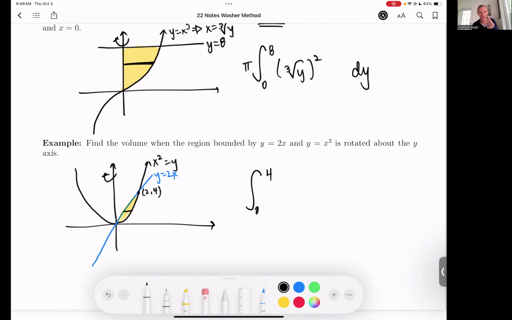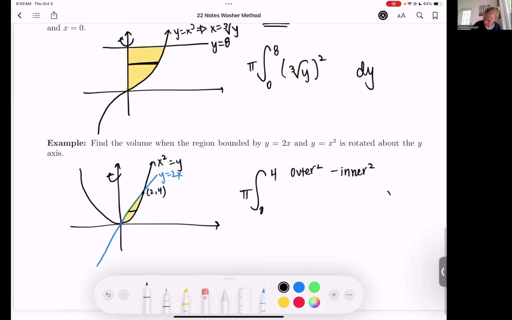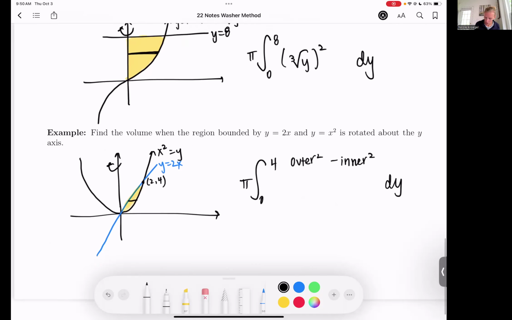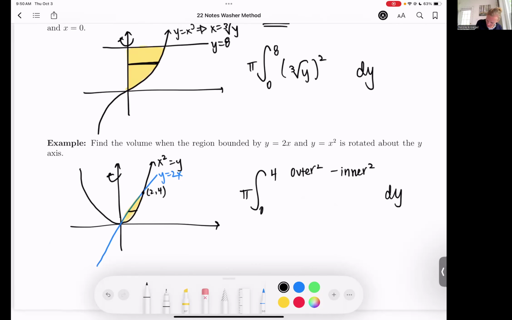We notice that we're going to have a gap in the middle here, so we're going to need an outer radius squared minus an inner radius squared. I'm going to put my pi on the outside so I don't forget it. We're going to have things in terms of y. So let's solve these. This blue line is x equals y over 2. The black line is x equals the square root of y.